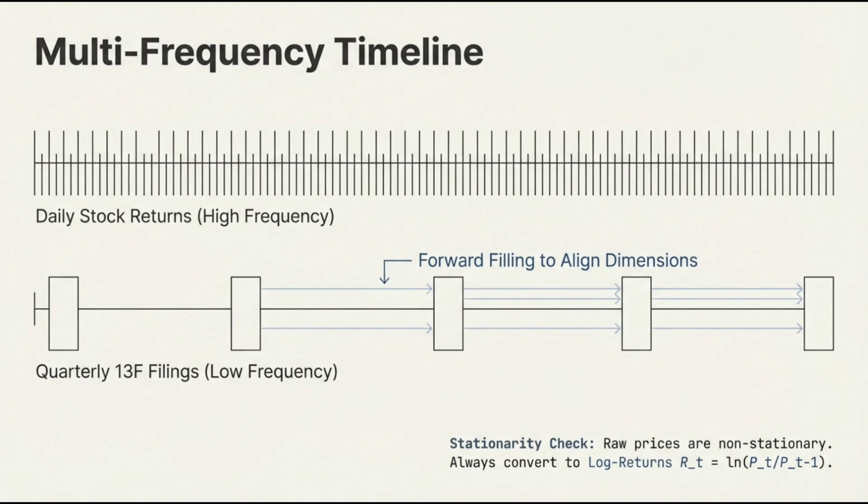Let's pause on stationarity. A stationary series has statistical properties like mean and variance that are more stable over time. Many models assume that property. So, temporal alignment is not only about matching calendars, it is also about transforming each data source into a form that is statistically and economically compatible with the others.